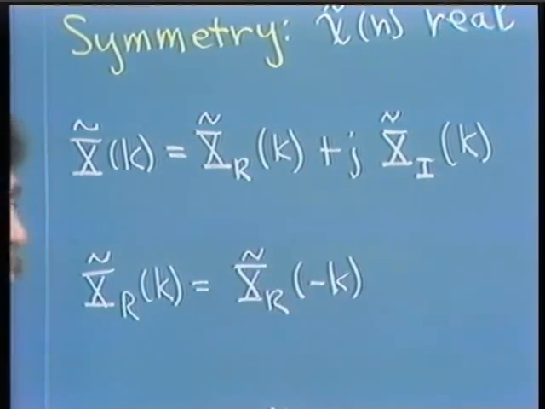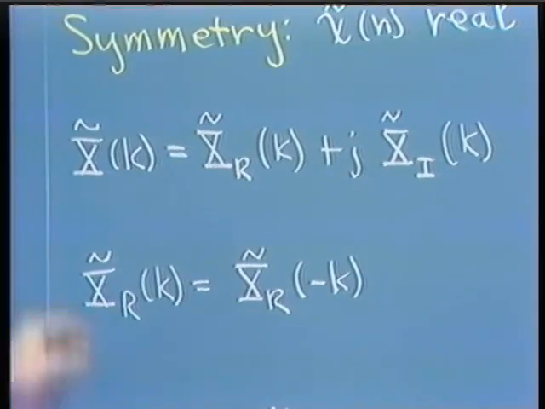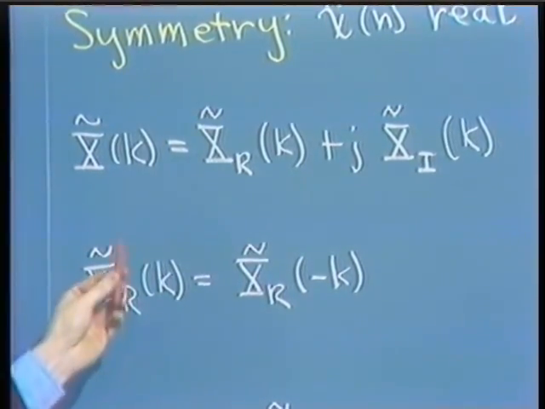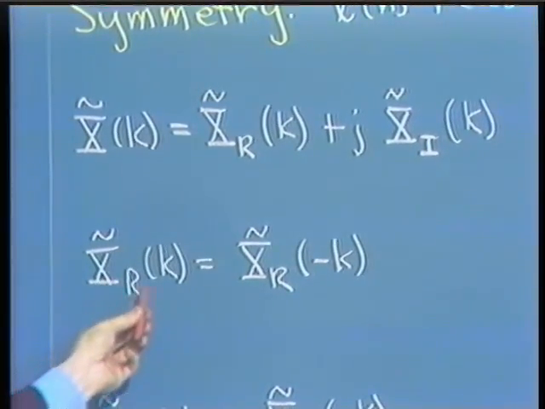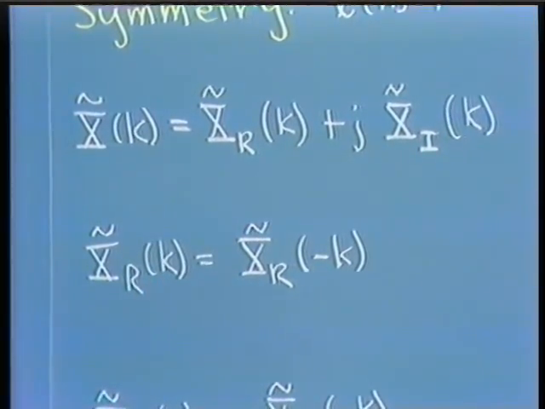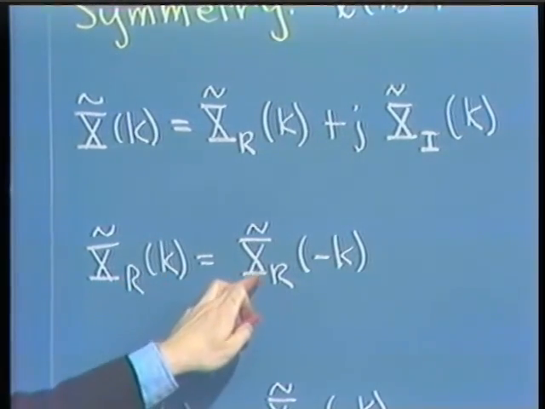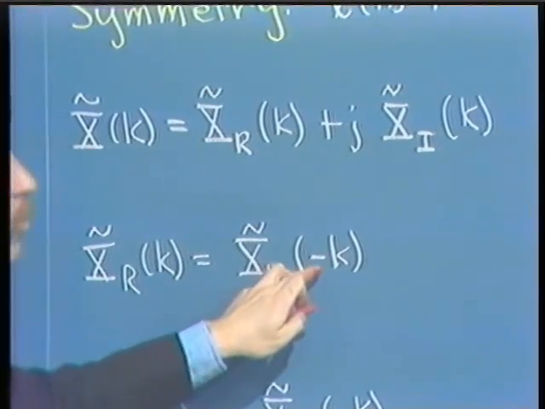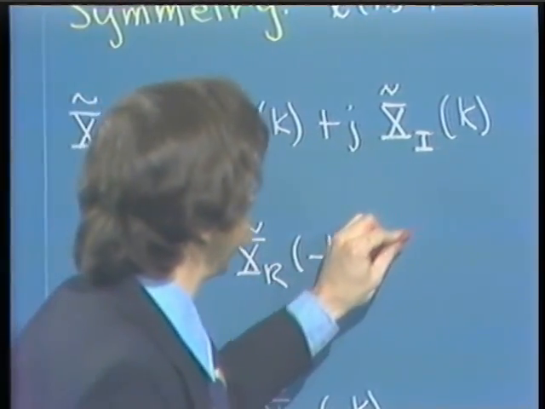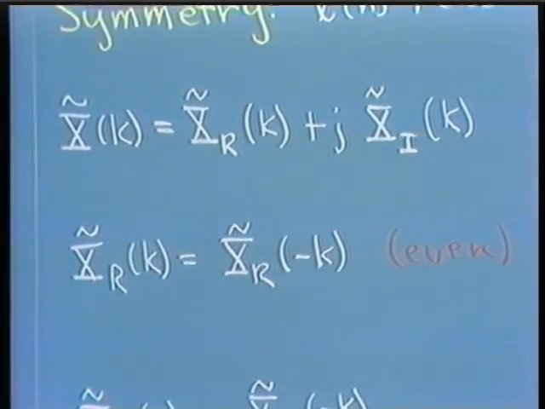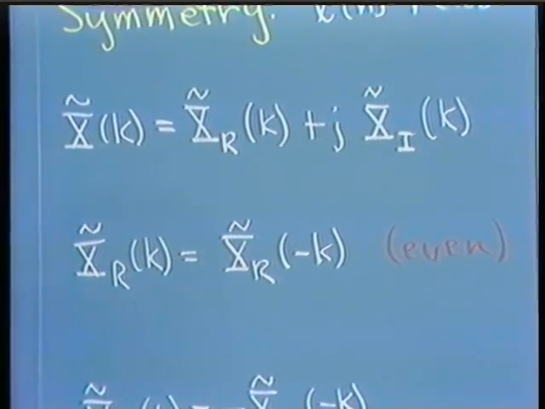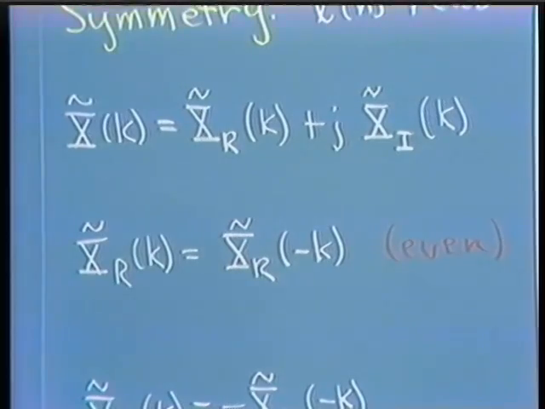We can think of expressing the Fourier series coefficients in terms of their real part plus j times the imaginary part. The symmetry relationships that result are that if the periodic sequence is real, then the real part of the Fourier series coefficients is even. X sub r of k is equal to x sub r of minus k, and that's what we've referred to as the property of, in the case of the Fourier transform, being even.